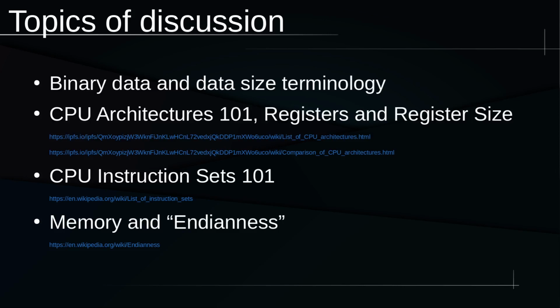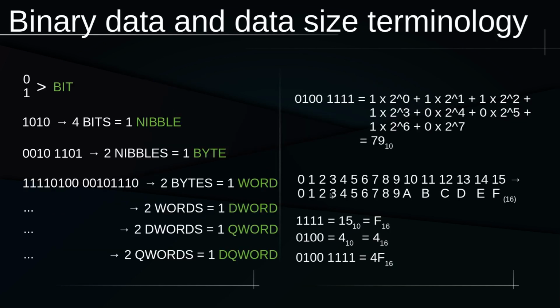Topics of discussion for today: binary data and data size terminology, CPU architectures 101, really just a few words here, something about registers and register size, CPU instruction sets, and memory and endianness. I'll also be giving you some reading material, so please check out the video description after you watch this video and check those out.